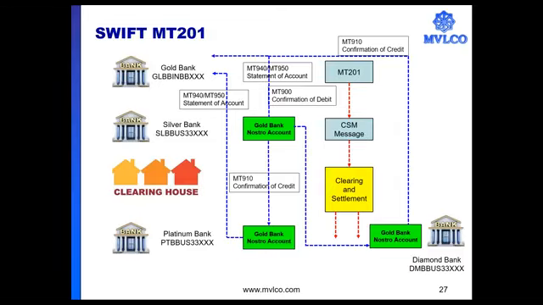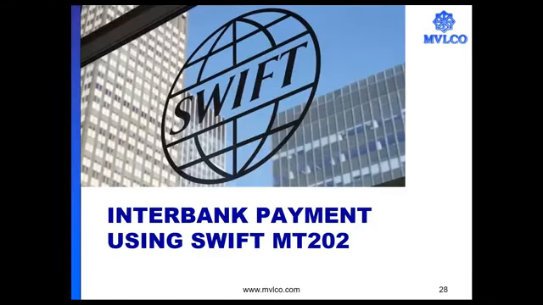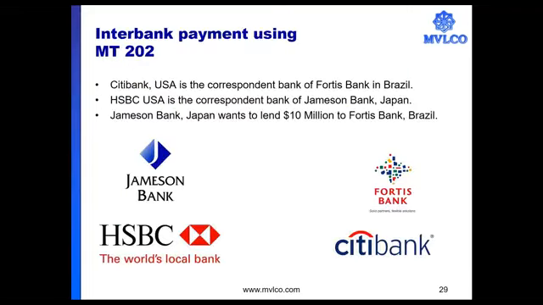Now we have understood 200, 201. Let's look at 202. I'm going to use an example once again to explain the 202. In the 202 example, we have four banks. One bank is Jameson, the other is HSBC, the third is Fortis, the fourth is Citibank. Now in this example, Citibank USA is the correspondent of Fortis Bank in Brazil, which means at Citi, Fortis has its Nostro account, and Jameson has its Nostro account at HSBC.